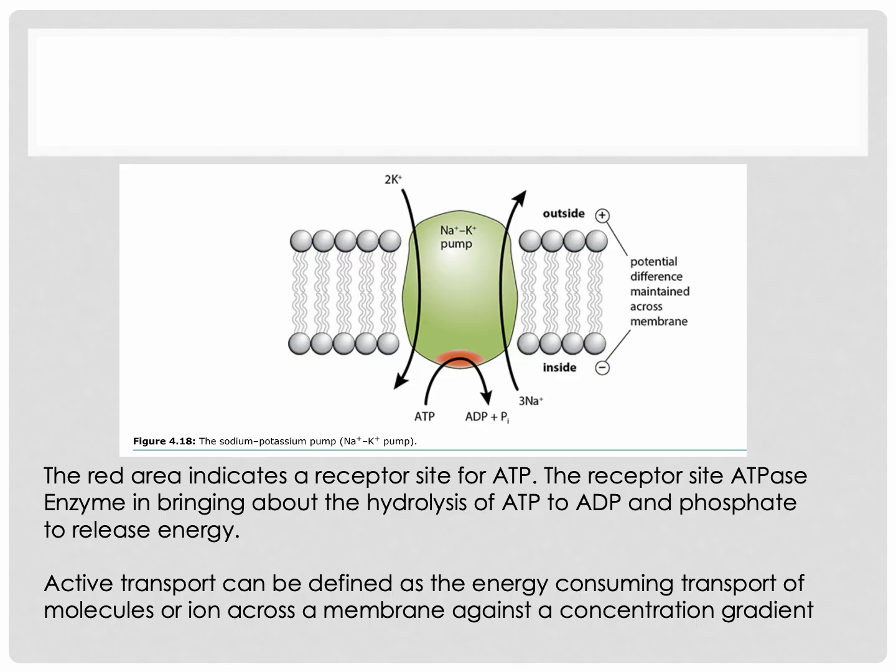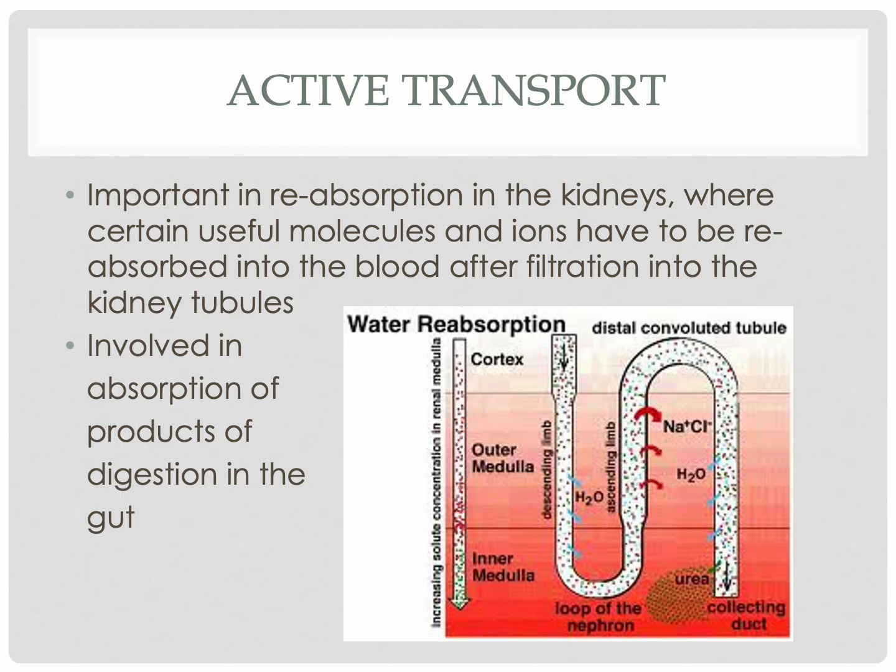Active transport can be defined as the energy-consuming transport of molecules or ions across a membrane against a concentration gradient. Two areas where active transport is important: the reabsorption in the kidneys, where certain useful molecules or ions have to be reabsorbed into the blood after filtration into the kidney tubules. And then active transport is involved in the absorption of products of digestion in the gut.